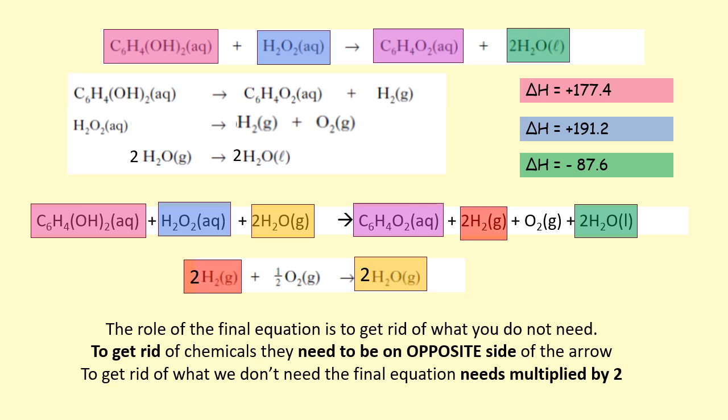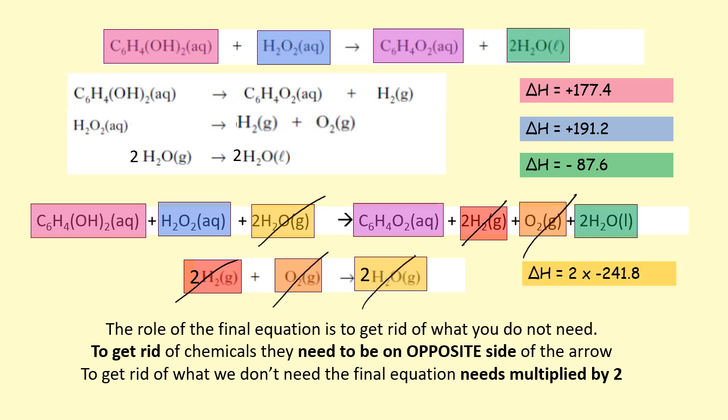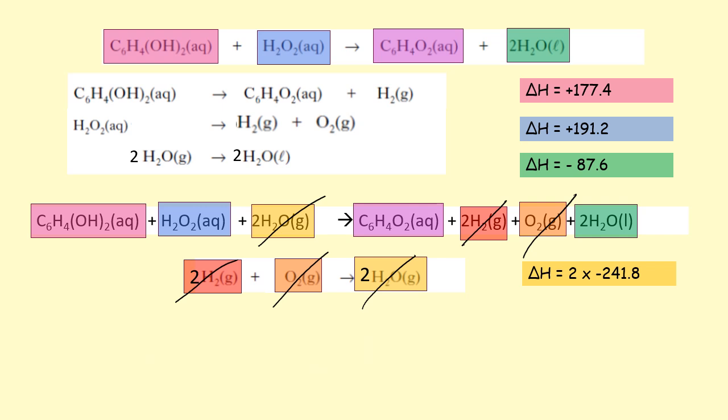and we would have all of the chemicals we don't want cancelling each other out. So hydrogen cancelling out hydrogen, water cancelling out water, and oxygen cancelling out oxygen. What we did was we multiplied that equation by 2, and the original enthalpy value was negative 241.8. And so what we would need to do at the very end is just add up all of those numbers together, and that would get us negative 202.6.